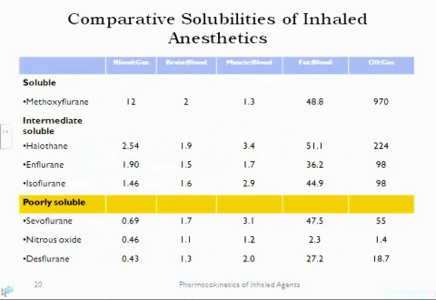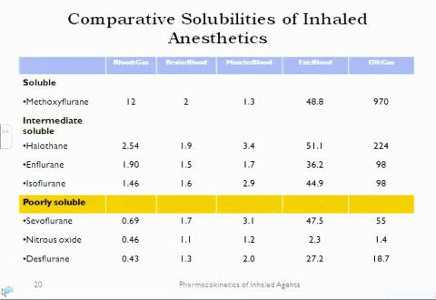Now, comparative-wise, you need to understand and memorize some of these numbers. I don't expect you to memorize everything, but I do expect you to memorize the blood gas partition coefficients of the agents that we use, which is isoflurane, sevoflurane, nitrous, and desflurane. Those are the ones I expect you to know by heart. You have to know the blood gas partition coefficient of isoflurane is 1.46. Sevo is 0.69. Nitrous oxide is 0.46. And the least soluble agent that we use is desflurane, which is 0.43.